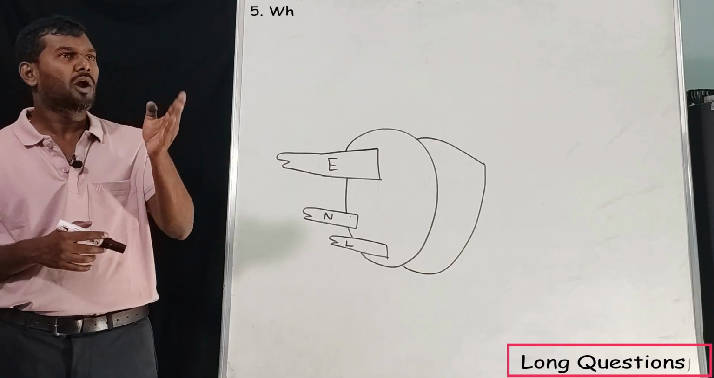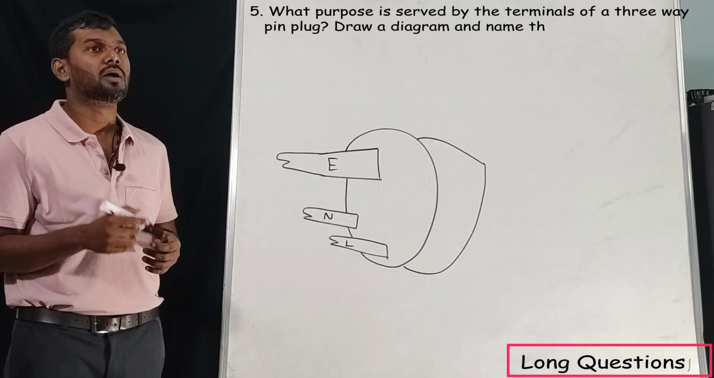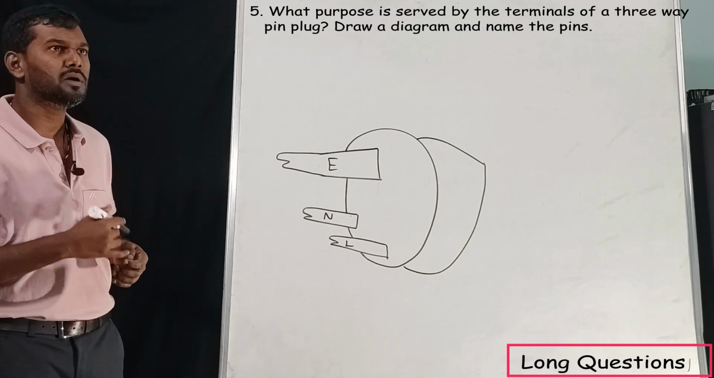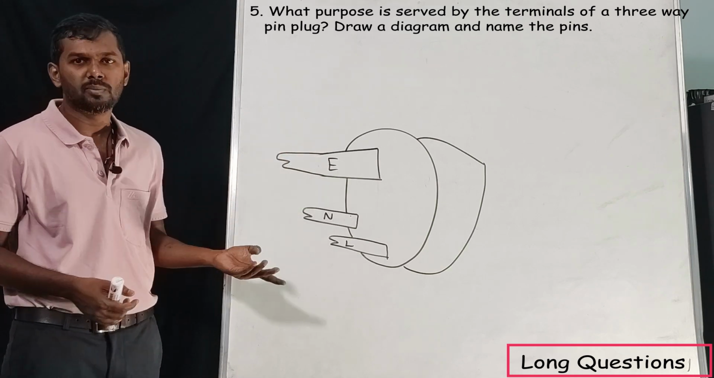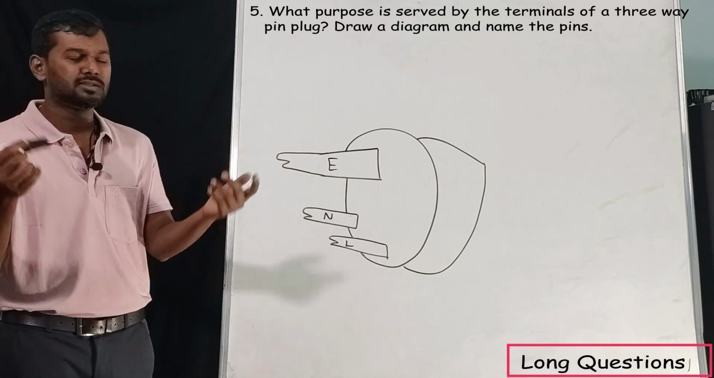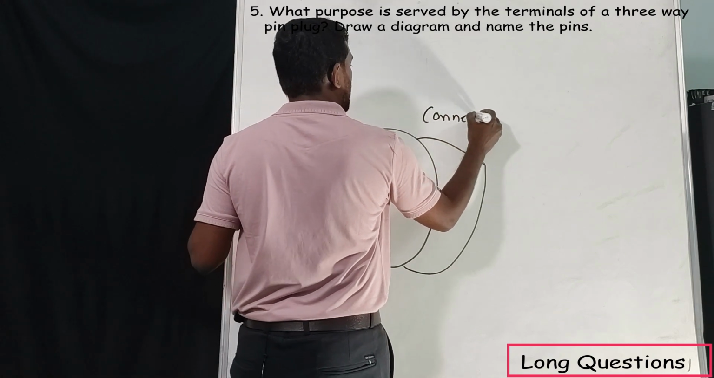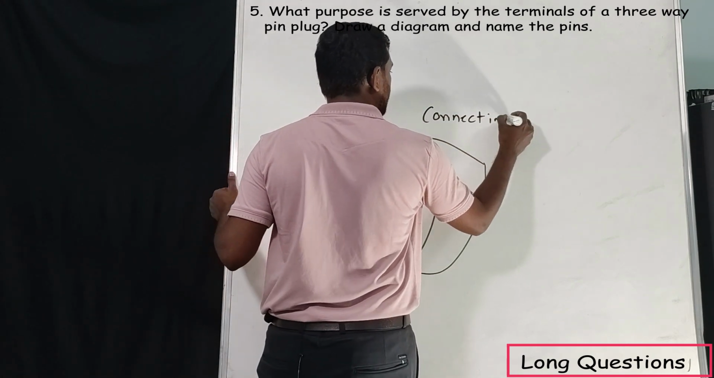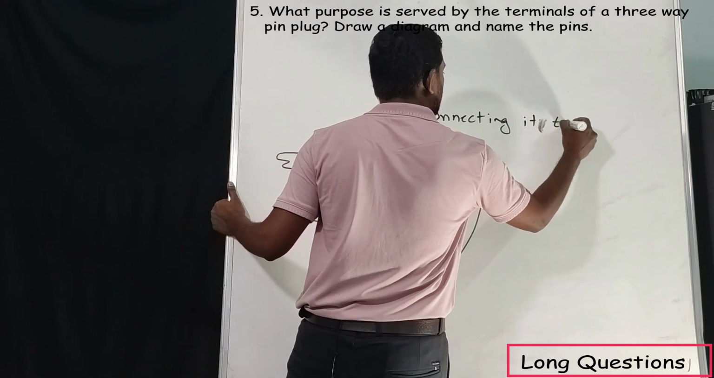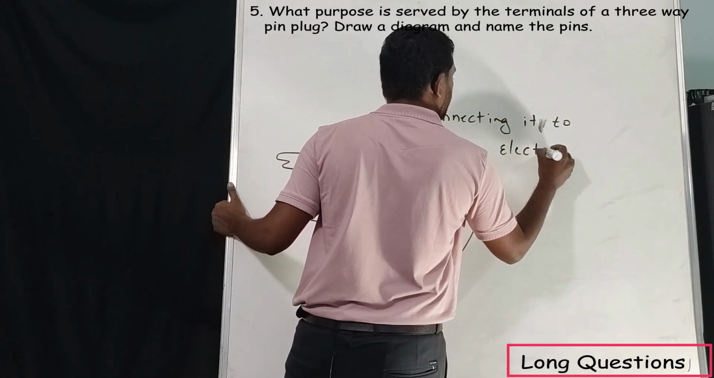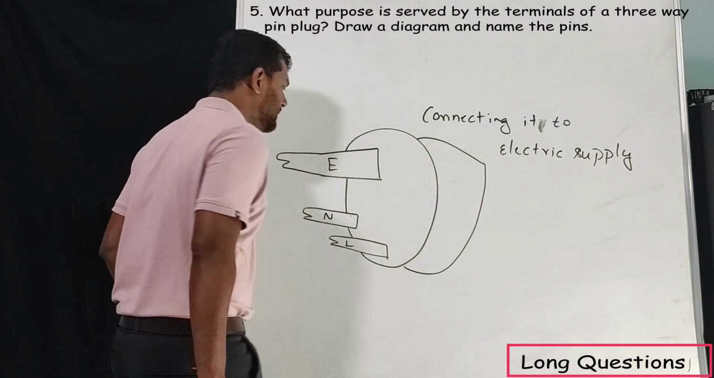Our next question: what purpose is served by the terminals of a three-pin plug? Draw the diagram and name the pins. Very simple question. What is the purpose of using the three-pin plug? Just to connect it to electric supply. The purpose is connecting it to electric supply. This is the purpose, and this is the diagram.